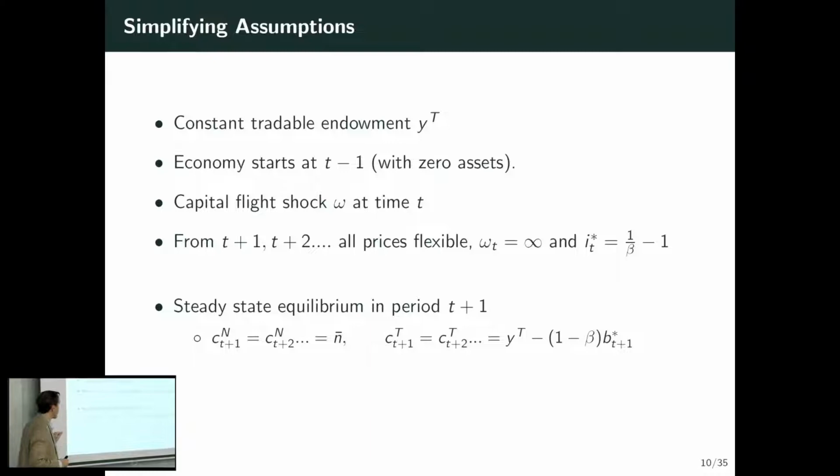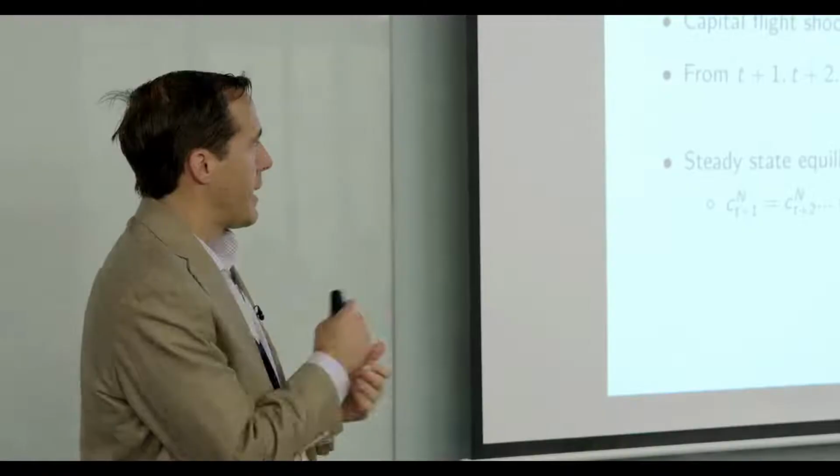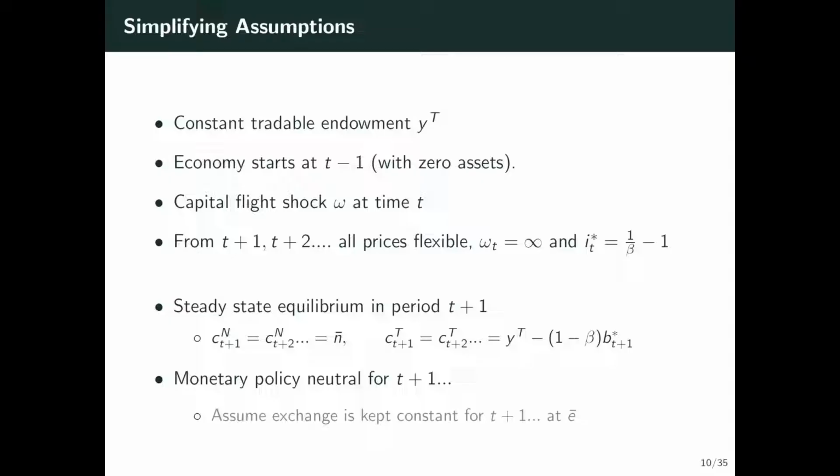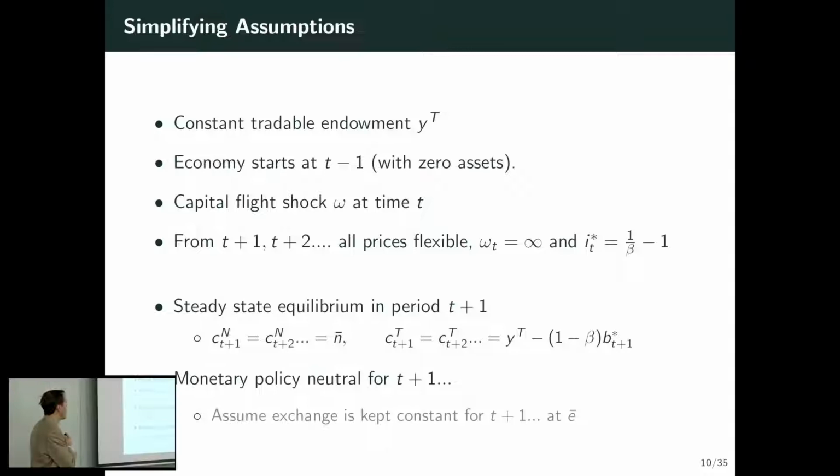Okay, so think about, this is an infinite horizon, but there are going to be basically three key dates, okay? T minus one, that's when all the portfolio decisions are made, with uncertainty, because there could be a shock at time t. So when the shock happens at time t, there's going to be a decision about monetary policy. And then at t plus one, the economy is going to be at a steady state. So because prices are flexible from t plus one onward, I can assume pretty much anything about monetary policy. And to keep it simple, I'm going to assume that the central bank would target an exchange rate of E bar.